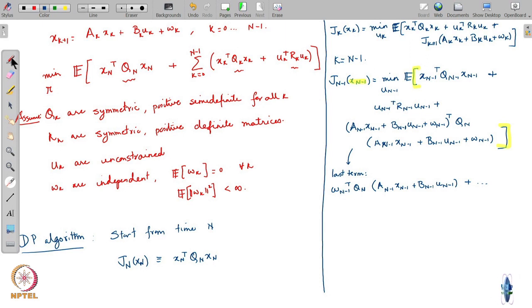Now, when I take the expectation of this particular term, what would be the expectation of this? This expectation would necessarily be 0, right. So, this term would have expectation 0, and that is because w n minus 1 is, remember we assume that all the w's are of mean 0. So, this term here would have expectation 0.